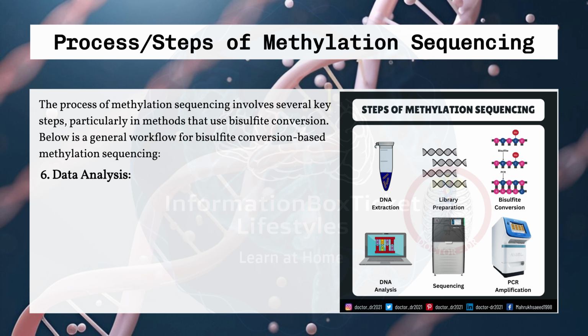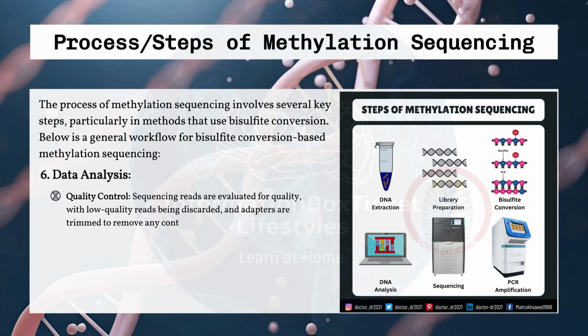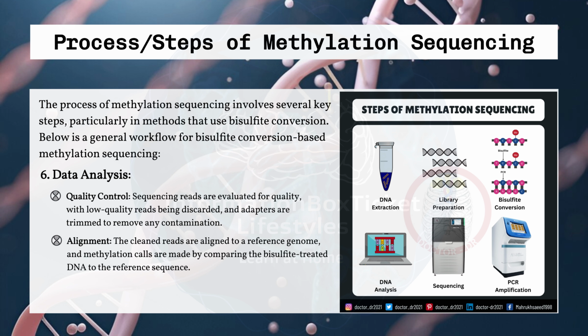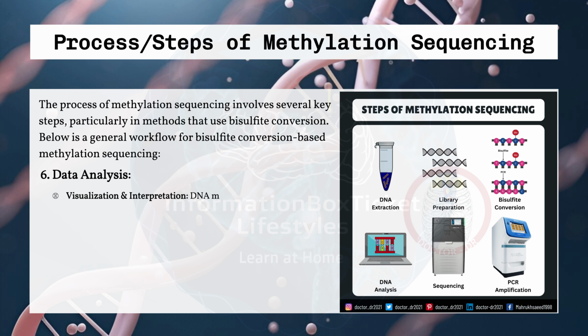6. Data analysis. After sequencing, the data is processed through several steps. Quality control. Sequencing reads are evaluated for quality, with low-quality reads being discarded, and adapters are trimmed to remove any contamination. Alignment. The cleaned reads are aligned to a reference genome, and methylation calls are made by comparing the bisulfite-treated DNA to the reference sequence.